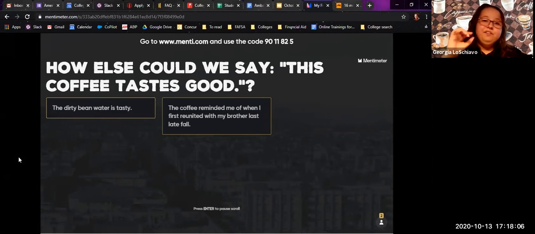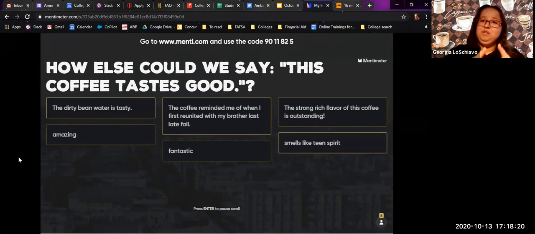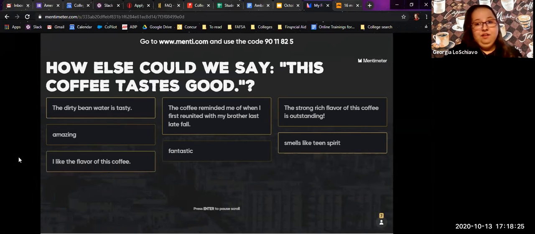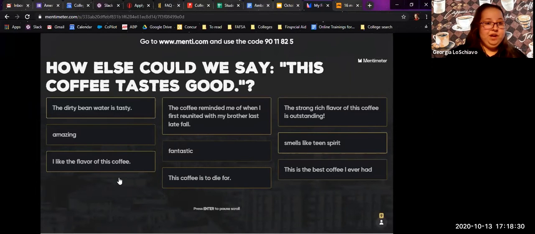Oh, this is great. "The coffee reminded me of when I first reunited with my brother late last fall." That's a great thing because it's introducing more description that needs to be done. So it's a good introduction into an essay. "The strong, rich flavor of this coffee is outstanding." We also have a couple of words just to replace good, amazing and fantastic. "Smells like teen spirit." I like that because it's got a good voice to it.